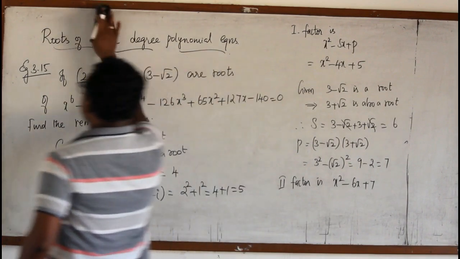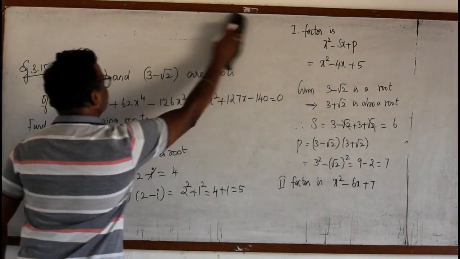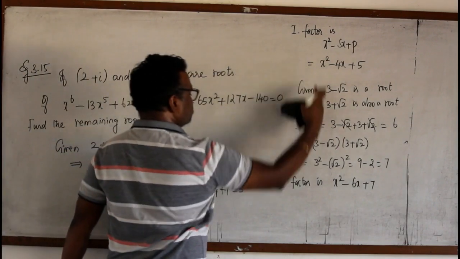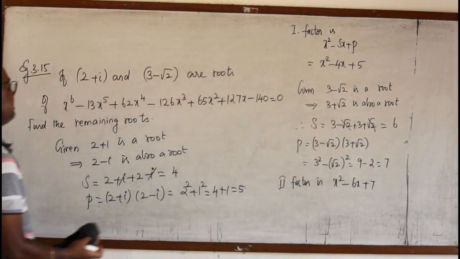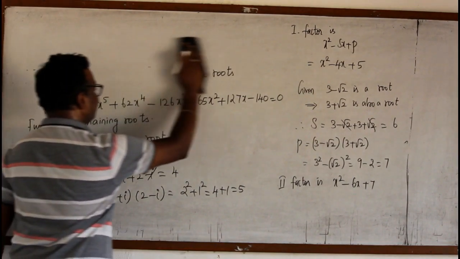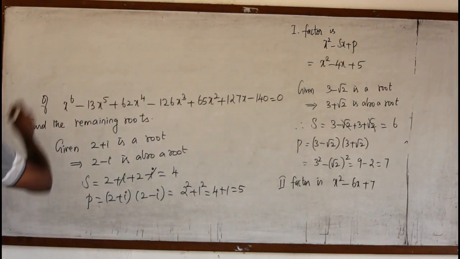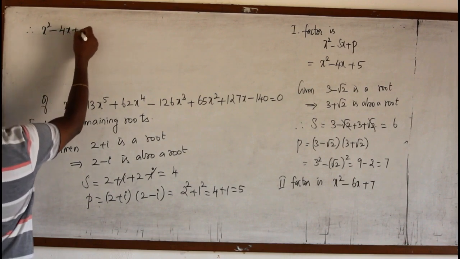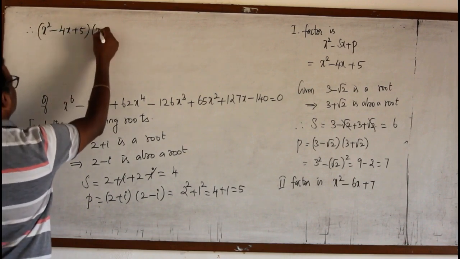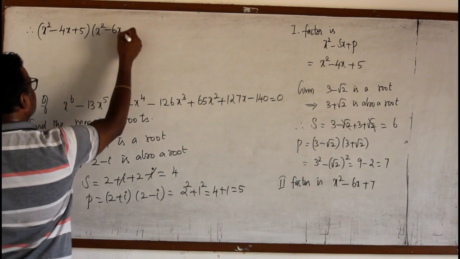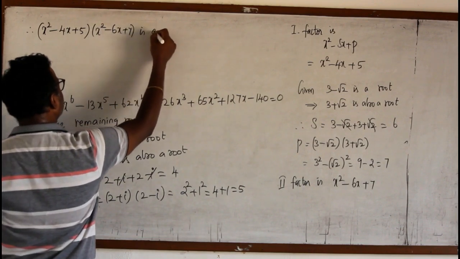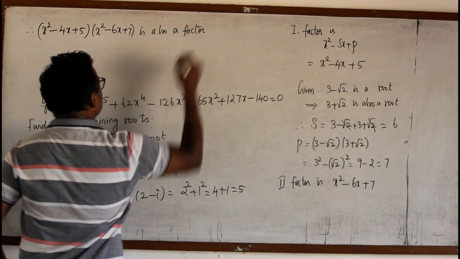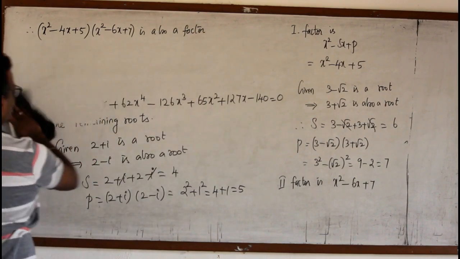Since the power is 6 in the given equation, and here it is power 2 and also power 2, when I multiply, that will become power 4. Then that will also be a factor. Therefore, x square minus 4x plus 5 into x square minus 6x plus 7 is also a factor. Now, we shall multiply these two.